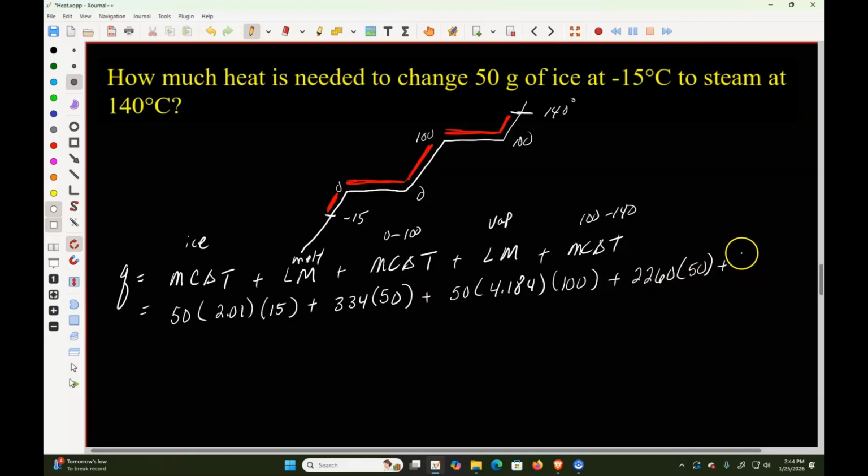Now it's mcΔT for the steam. So the mass is 50, the specific heat is 2.02, and the change in temperature is going to be 40. Okay, so when I'm plugging this into my calculator, I get 156,167.5 joules.